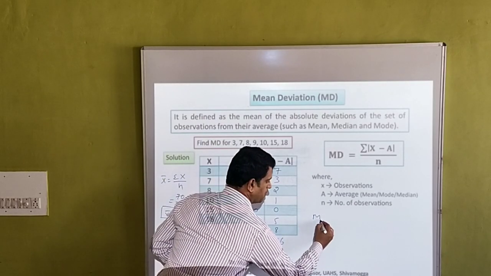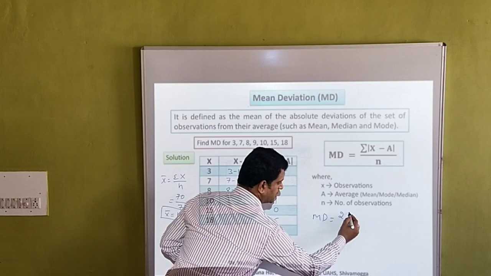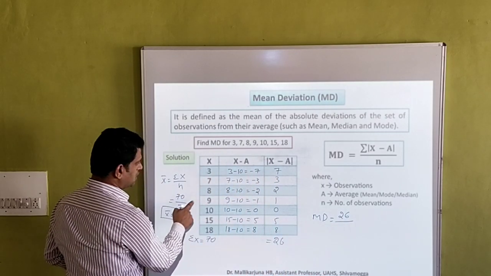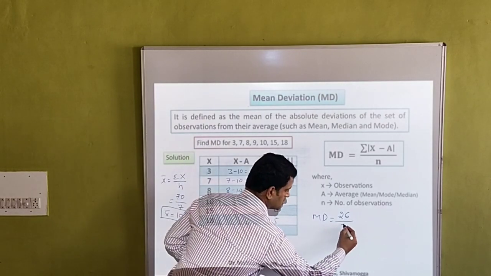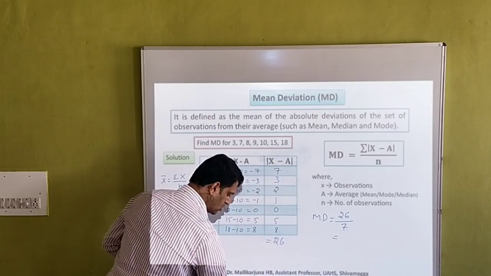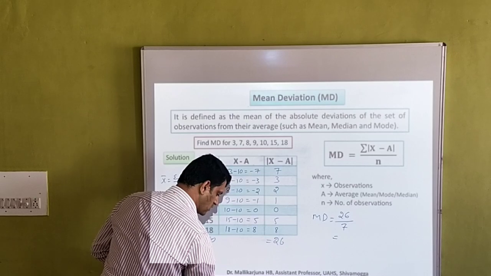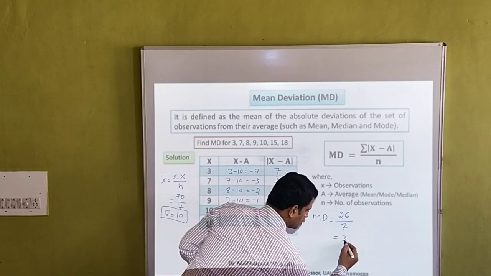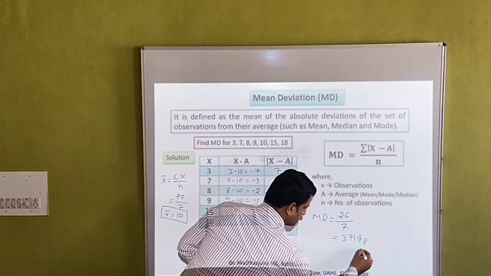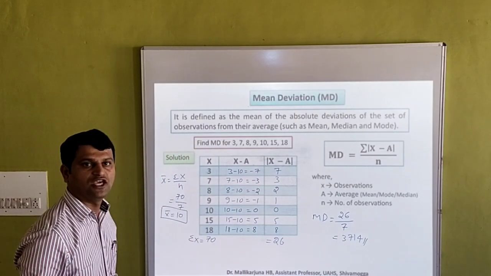So here mean deviation is equal to 26 whole divided by the number of observations, which is 7, n is 7. So mean deviation is 26 divided by 7, which is equal to 3.714. This is the mean deviation.